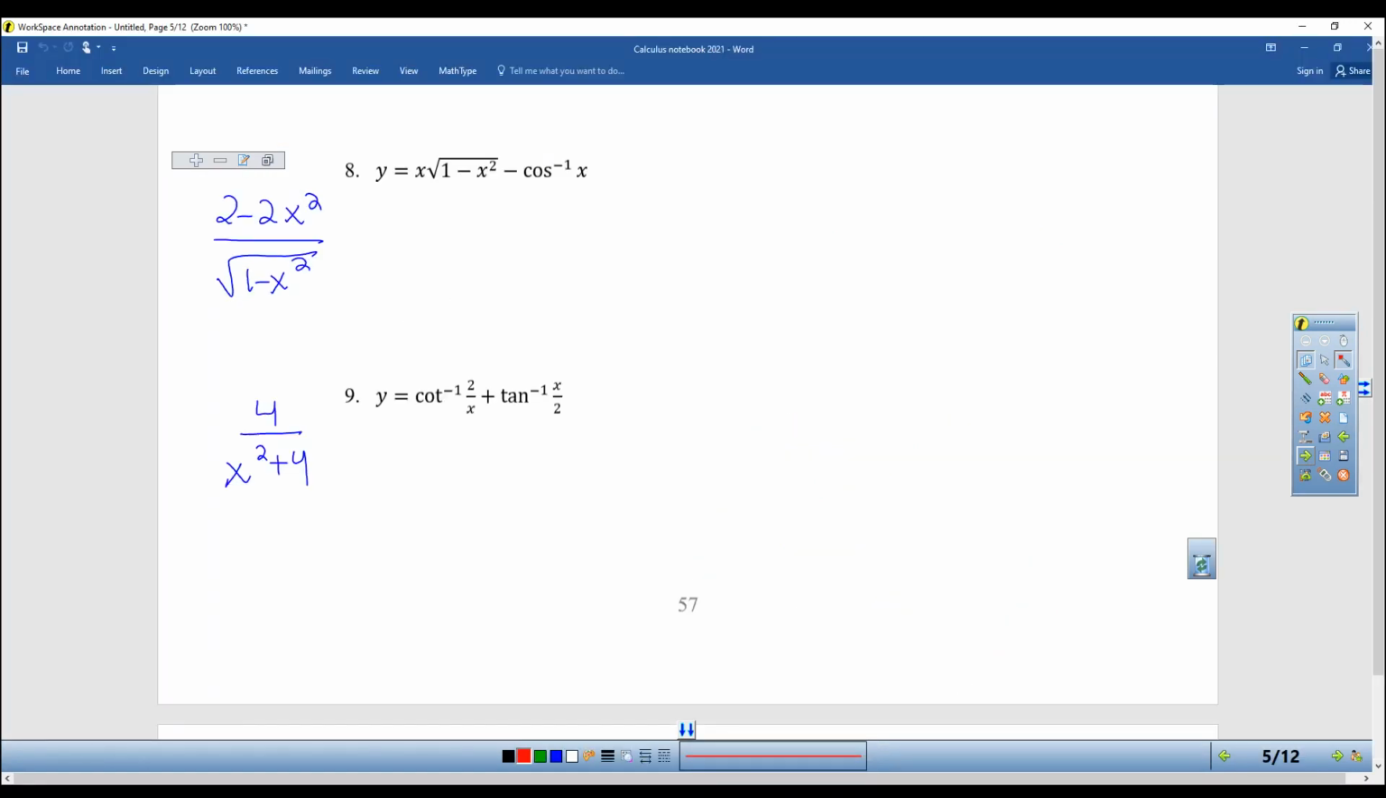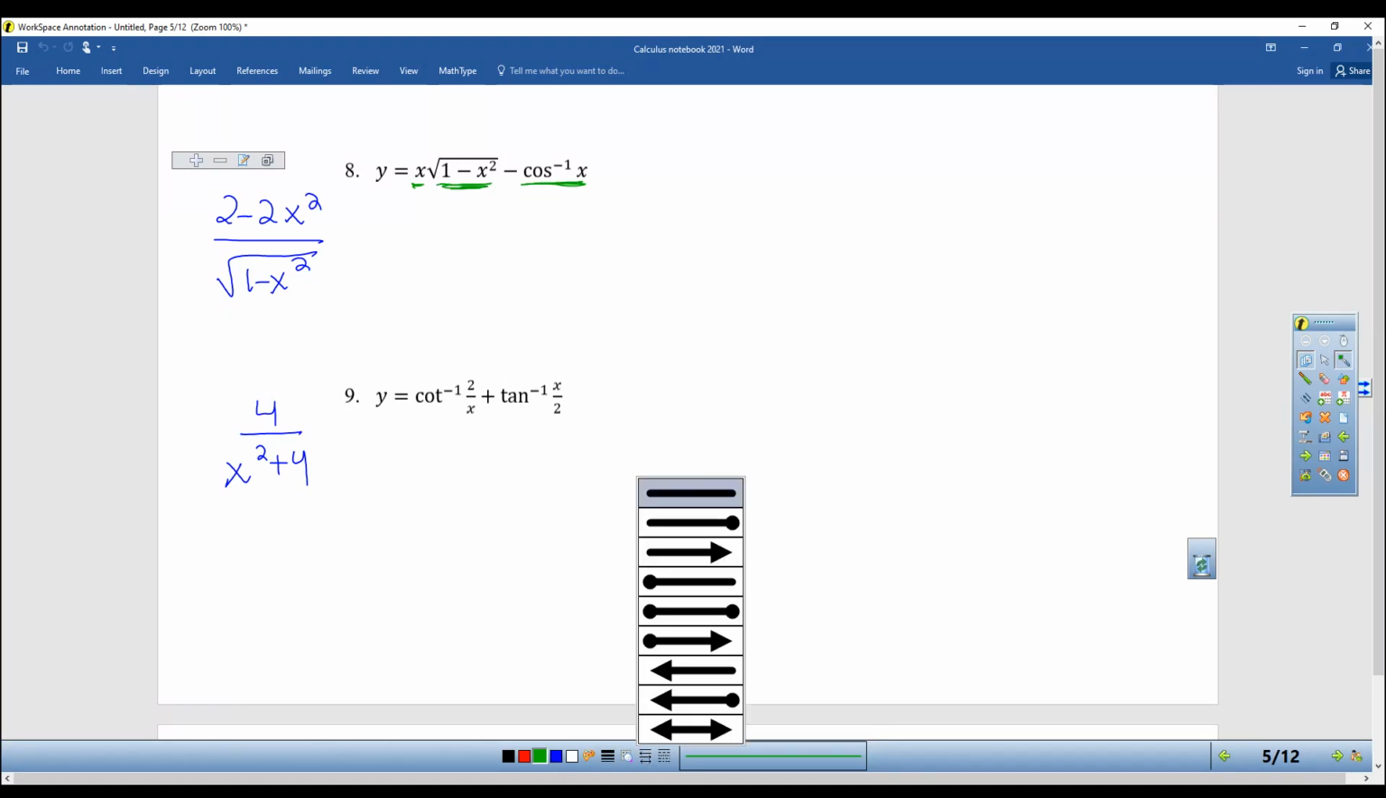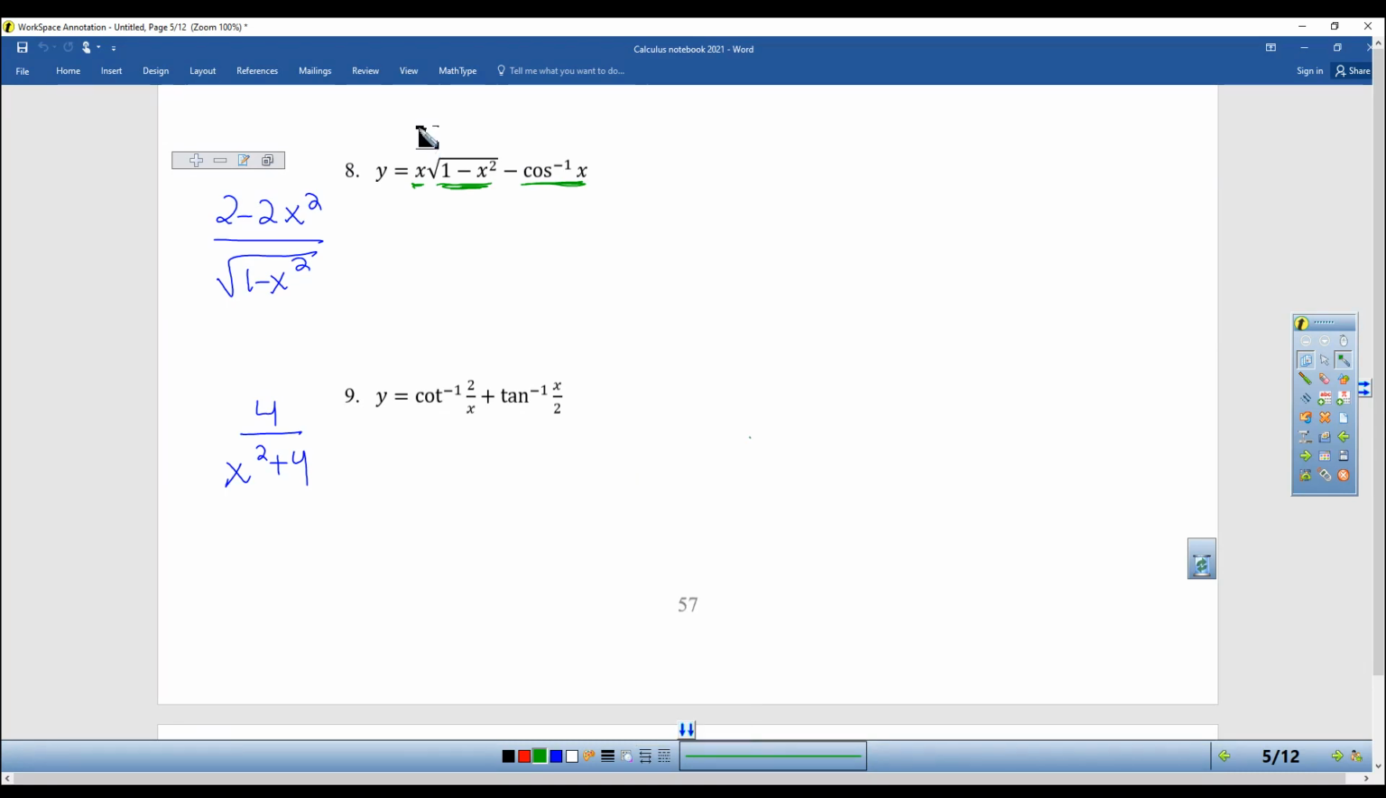Number 8, starting to get a little trickier now. We've got two things going on. The first is a product rule and an inverse trig function. That's a lot. So the first thing that I'm going to do is I'm going to change this to 1 minus x squared to the 1/2. And then I'm going to remember that it is product rule. So y prime is the second times the derivative of the first plus the first times the derivative of the second.